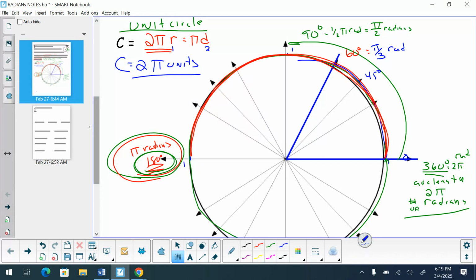45 degrees, 30 degrees. What can we do to 180 to get to 45? What can we do to 180 to get to 30? This would be pi over 4 and pi over 6 radians.